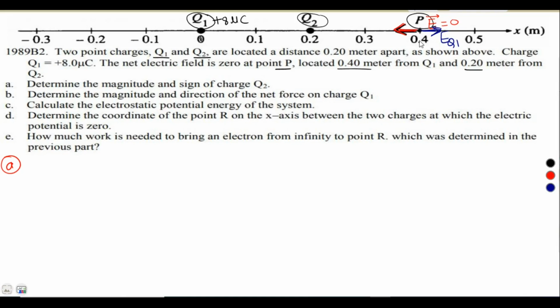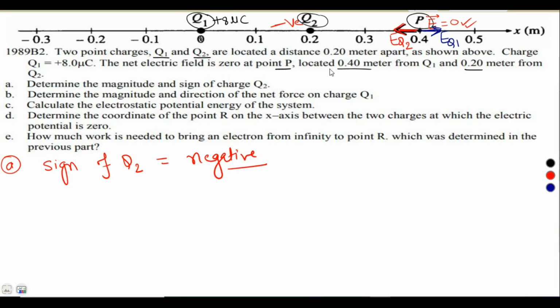So we can think Q2 should be a negative charge, right? If Q2 is negative, the electric field due to this Q2 will be in this direction. So after cancellation of both electric fields, the net electric field becomes 0. So the sign of Q2 will be negative, right? Now let us calculate its magnitude.